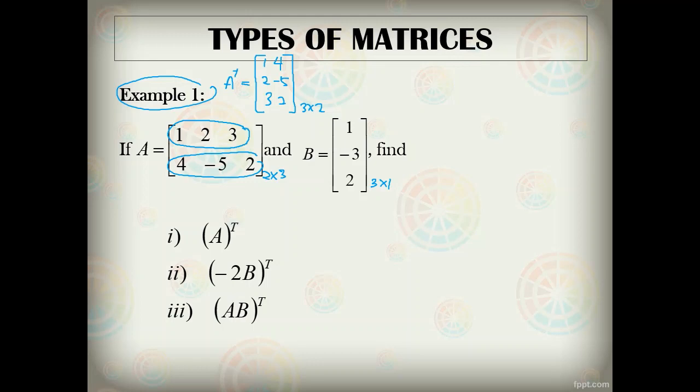Okay, so next is part 2. We have a scalar k equal to minus 2. We multiply it to B, and then the product we need to transpose it. So if we multiply minus 2 to our B here, you will get minus 2 times 1 is minus 2, minus 2 times minus 3 is 6, minus 2 multiplied with 2 is minus 4.